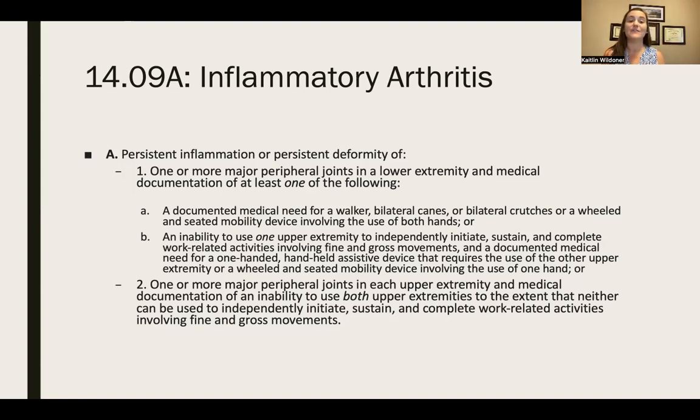1409A2 is if you have one or more major joints in each upper extremity and medical documentation of an inability to use both of those upper extremities, such that you cannot use either one to independently initiate, sustain, and complete work-related activities that include fine and gross motor movements. Okay, so that's 1409A, and as you can see, that's even broken down further into 1409A1 and 1409A2.